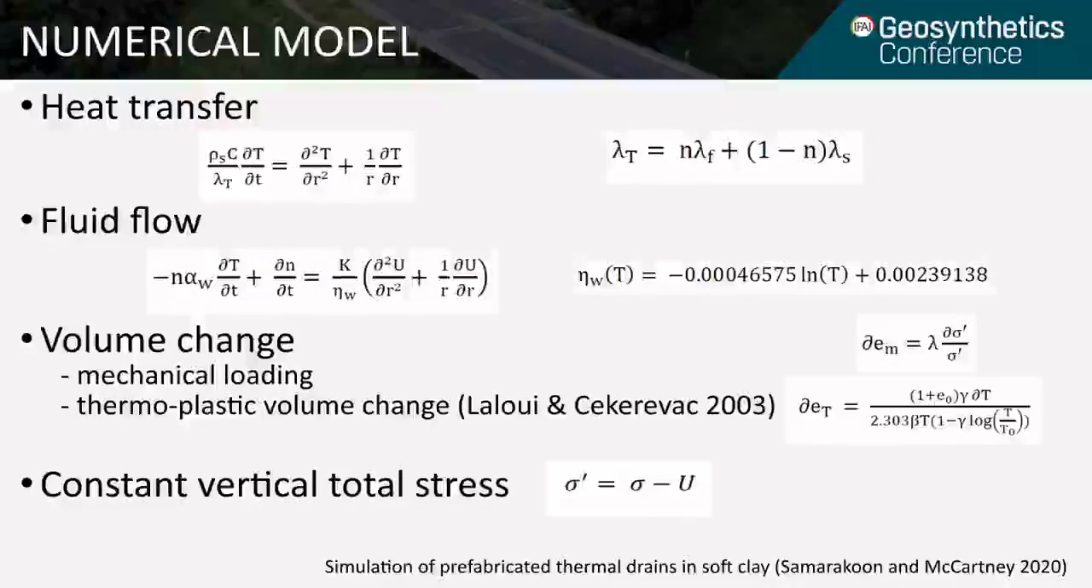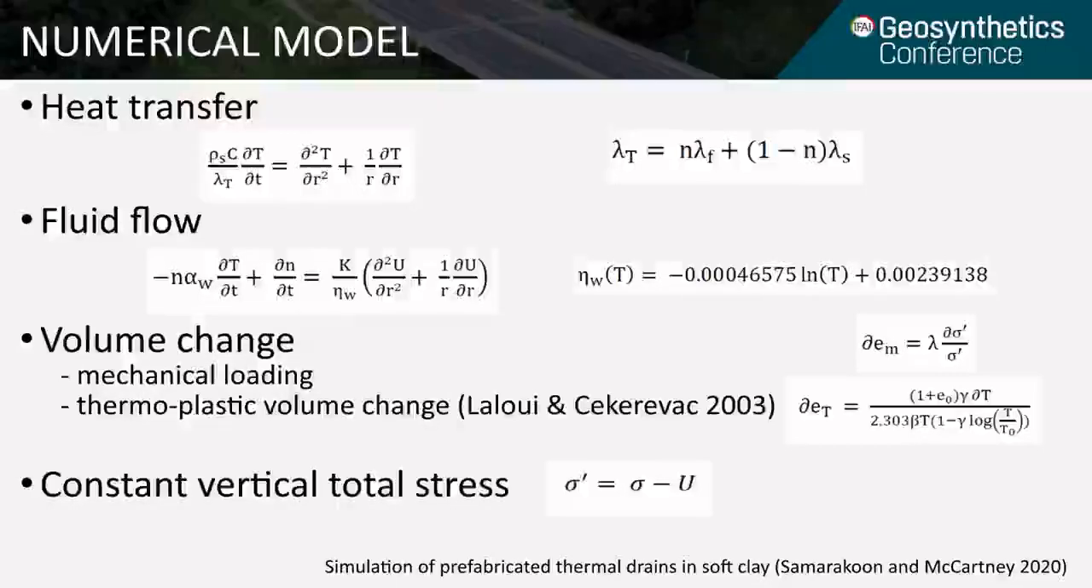This increase in temperature will impact the fluid flow by thermally induced excess pore water pressures and increased hydraulic conductivity. Fluid flow through the porous media was modeled based on principles of mass conservation and Darcy flow. In the second set of equations here, U is the pore water pressure, K is the intrinsic hydraulic conductivity, and alpha sub W is the thermal expansion coefficient of water. Change in fluid viscosity, eta sub W, with temperature was accounted for using an empirical relationship.